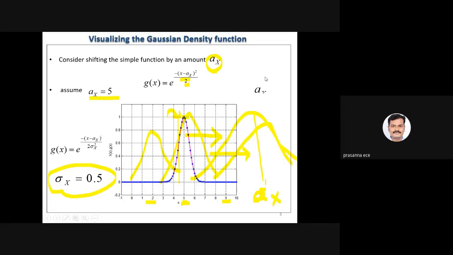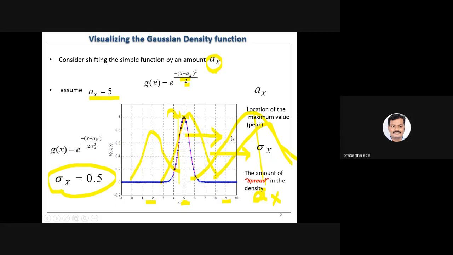Okay, so basically what we are trying to tell is that Ax decides the location of the maximum value of the graph, that is the bell-shaped curve, which we call a Gaussian density function. The sigma x constant decides the spread in the density, that is, it decides the breadth of the graph.